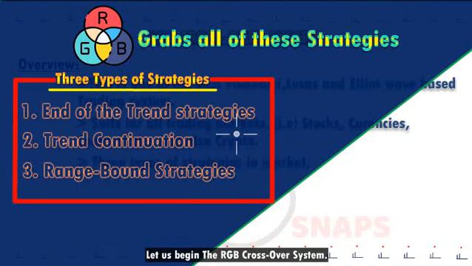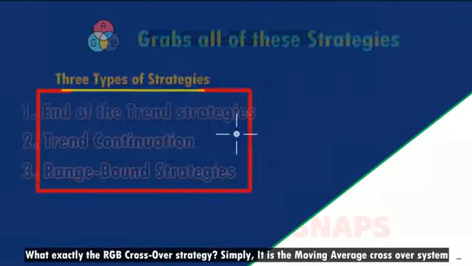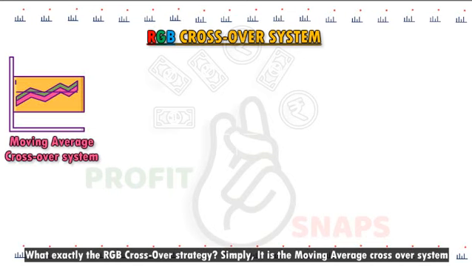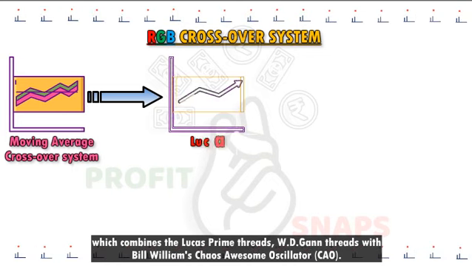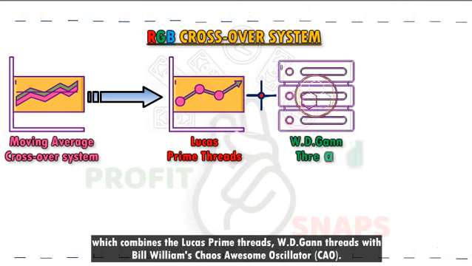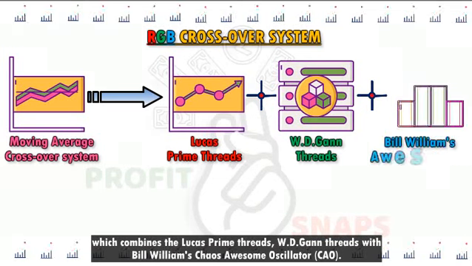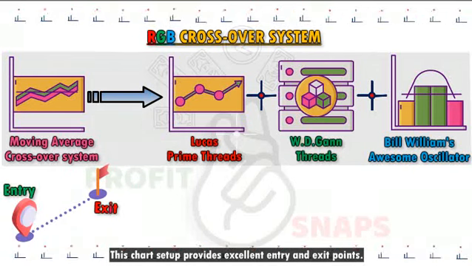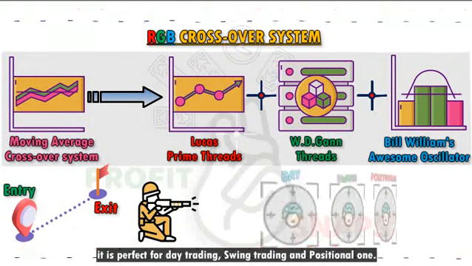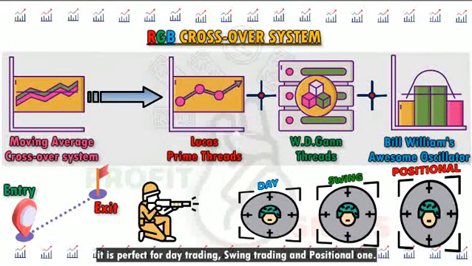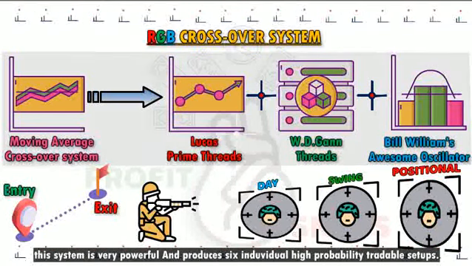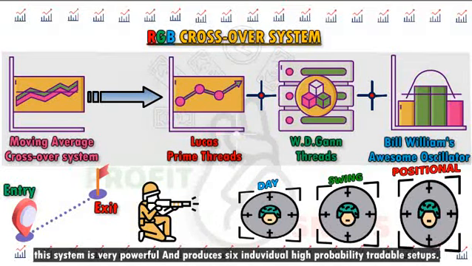Let us begin the RGB crossover system. What exactly is the RGB crossover strategy? Simply, it is the moving average crossover system, which combines the Lucas Prime threads, W.D. Gann threads with Bill Williams' Chaos Awesome Oscillator, the CAO. This chart setup provides excellent entry and exit points. It is perfect for day trading, swing trading and positional trading. Combining this with Elliot Wave and harmonic patterns, this system is very powerful and produces 6 individual high-probability tradable setups.